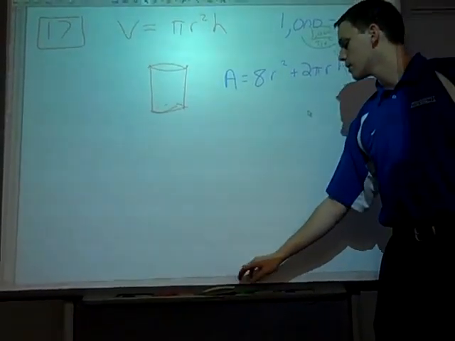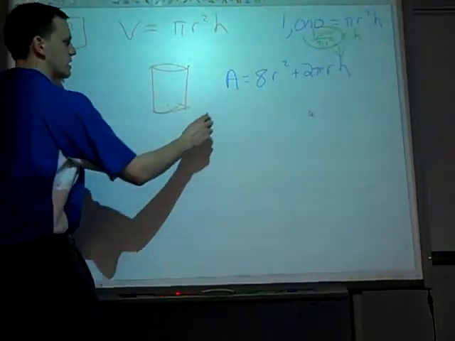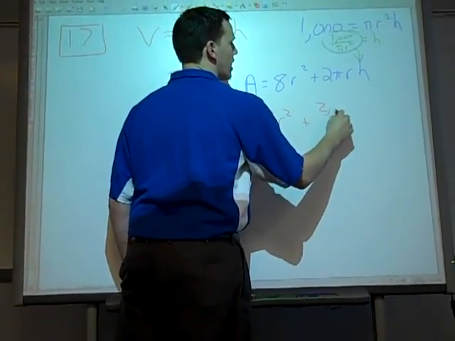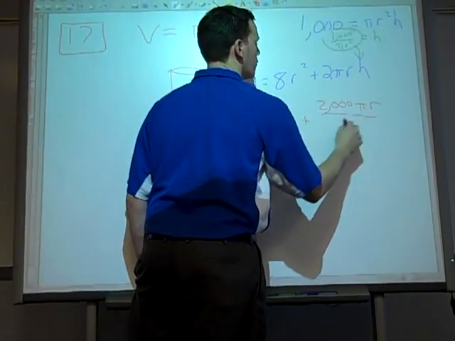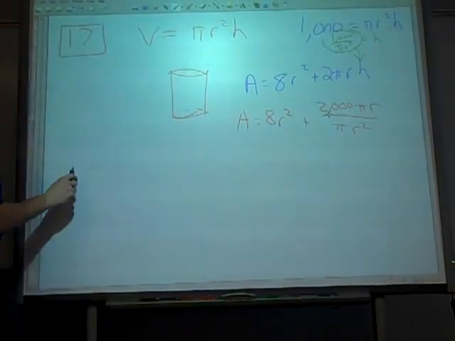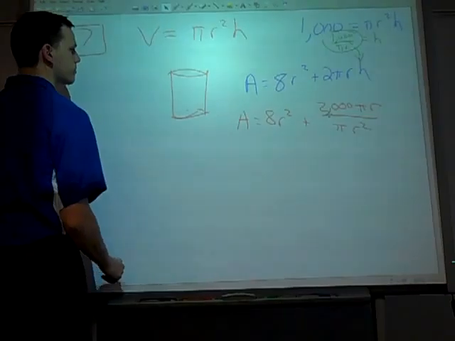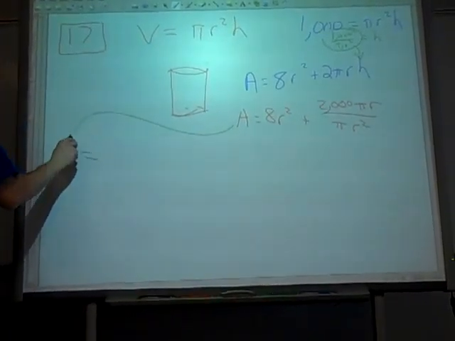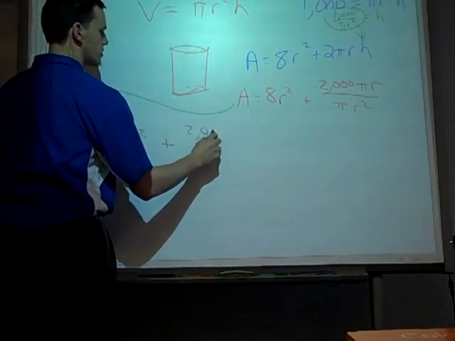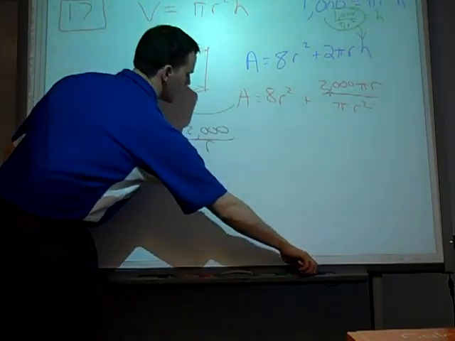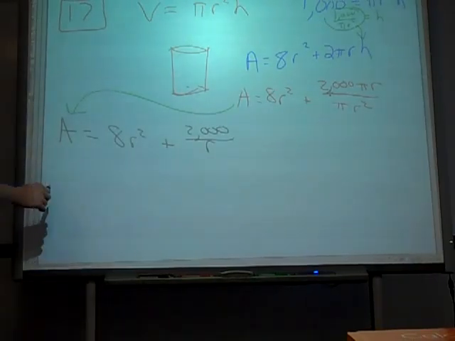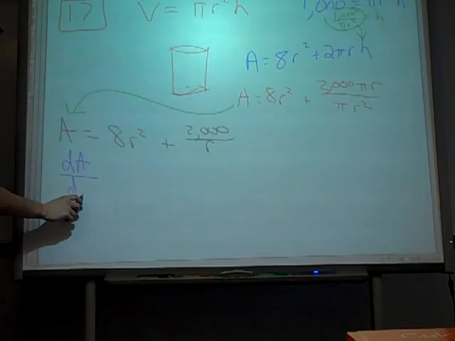All right. So now I can differentiate, or let's write this down. So A equals 8r squared plus 2,000 pi r over pi r squared. So moving over here, area equals 8r squared plus 2,000 over r. Okay, so I got my area equation in terms of r's and only r's. That's good because now I can differentiate with respect to r.